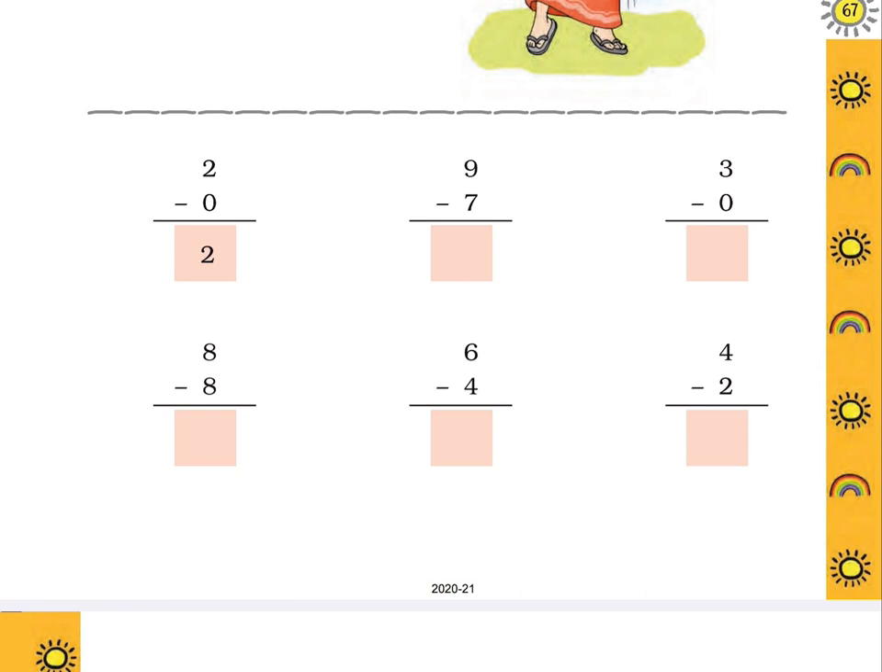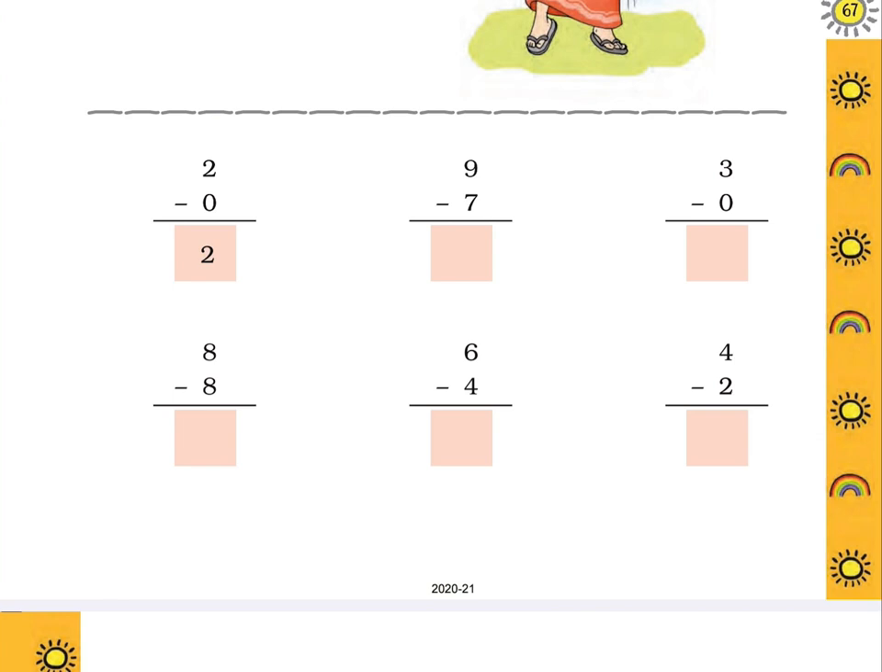Question 1. Number 2 is written above. 0 is written below. Minus sign is on the left side of 0. Answer 2 is written in the writing space. Question 2. Number 9 is written above. Minus 7 is written below. Find and write the answer.